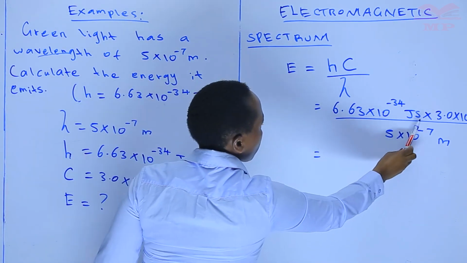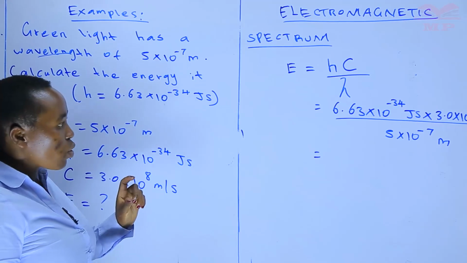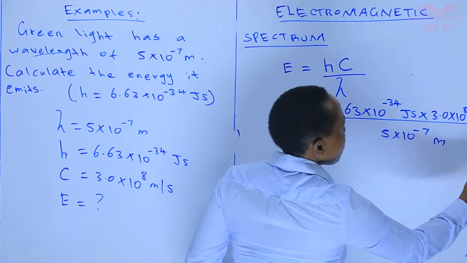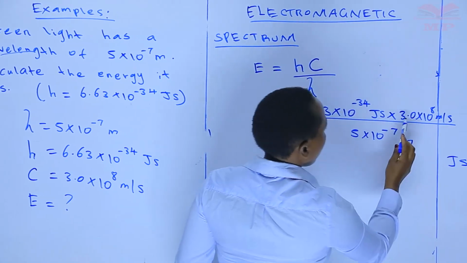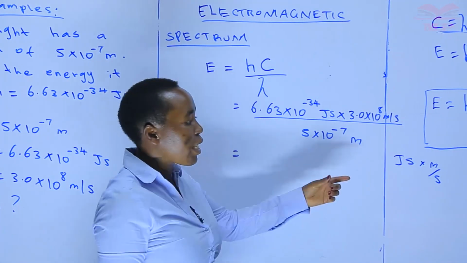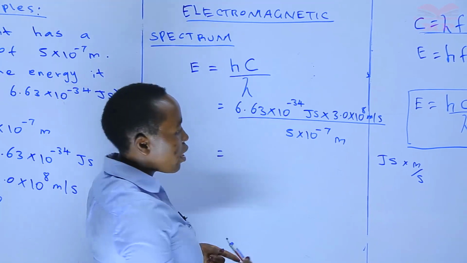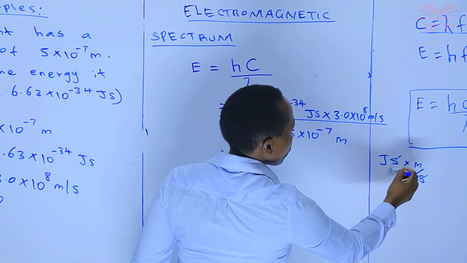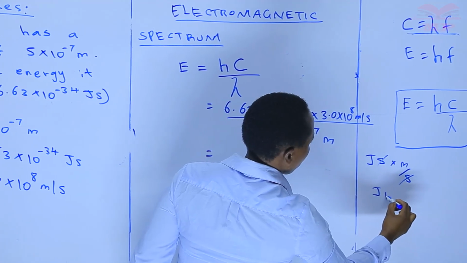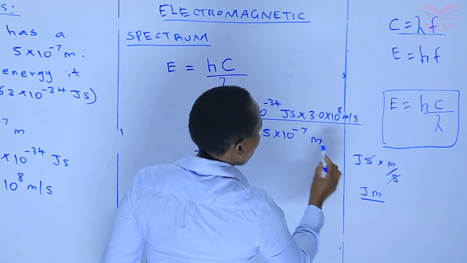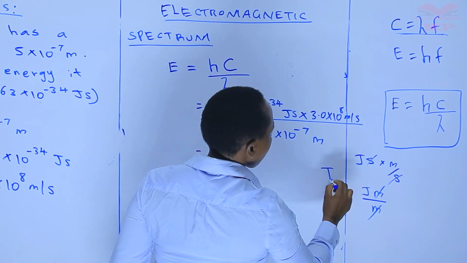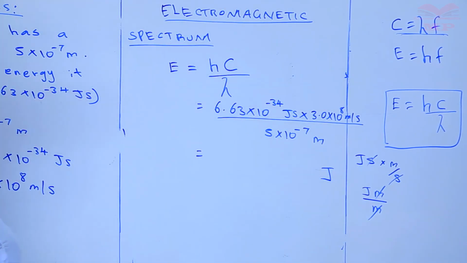And you can see what is going to happen to the units so that we can get the units for energy. Because you can see here we have joules second. We are multiplying by meters per second. Meters per second simply means it's like we are dividing. Therefore, this and this will cancel. So in the numerator, we remain with joules meters. Then in the denominator, we have meters. Meters and meters will cancel. And therefore, our answer will be in joules.